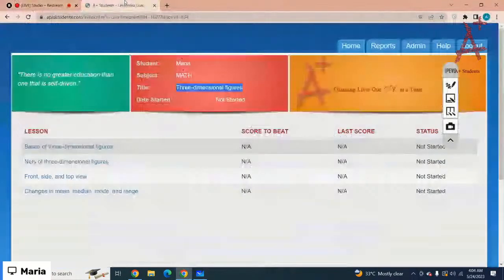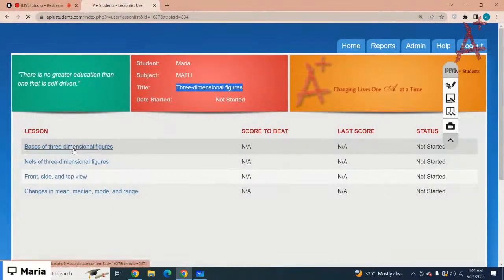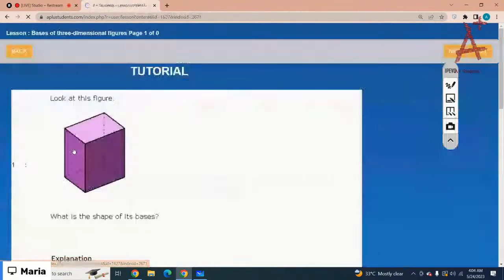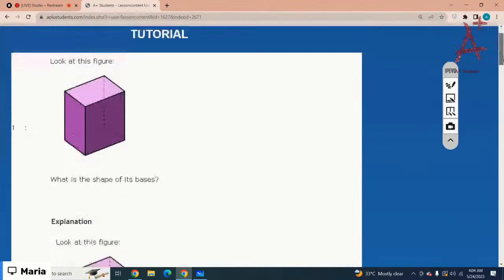So here I'm on grade 7 maths. The chapter we're going to start with is three-dimensional figures. Let's just start with the first lesson, that is basis of three-dimensional figures. Okay, look at this figure. What is the shape of its base? You have to identify the shape of the base.